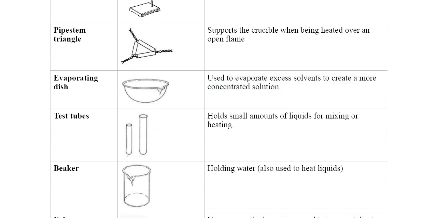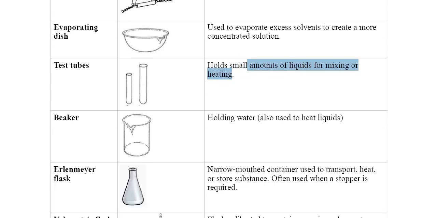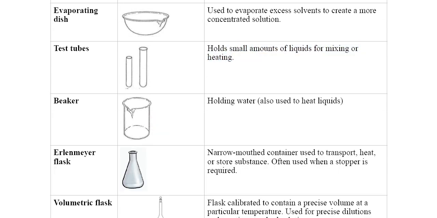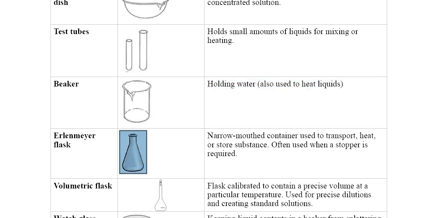Test tubes hold small amounts of liquids for mixing or heating. Beaker. It's used for holding water, also used to heat liquids. Erlenmeyer flask. Narrow-mouthed container used to transport heat or store substances, often used when a stopper is required.